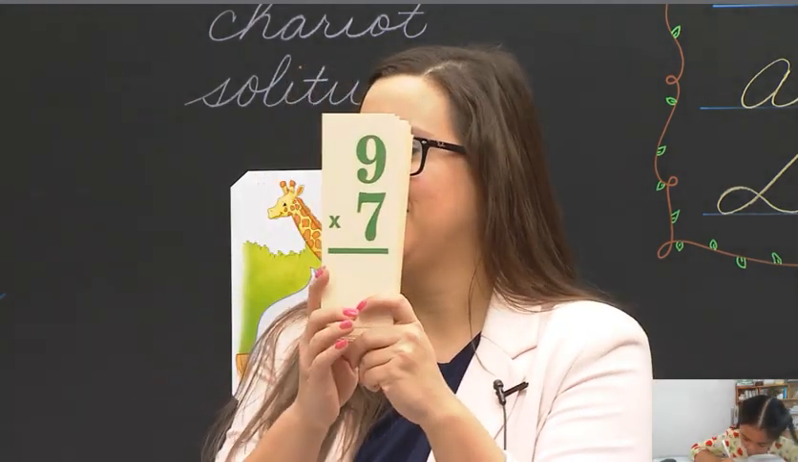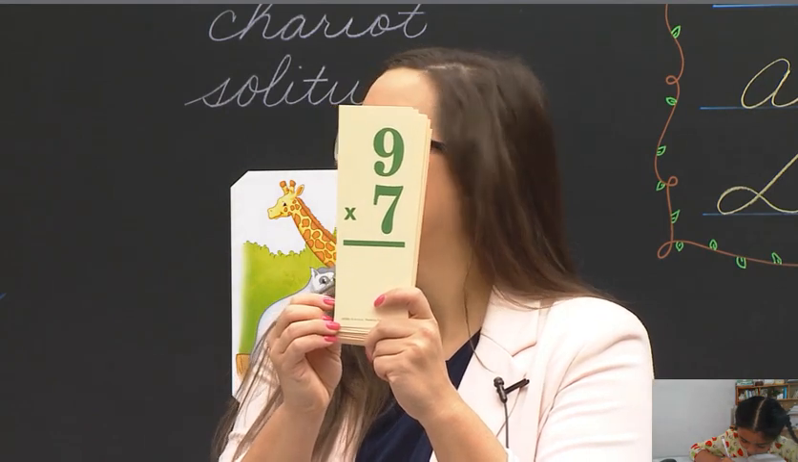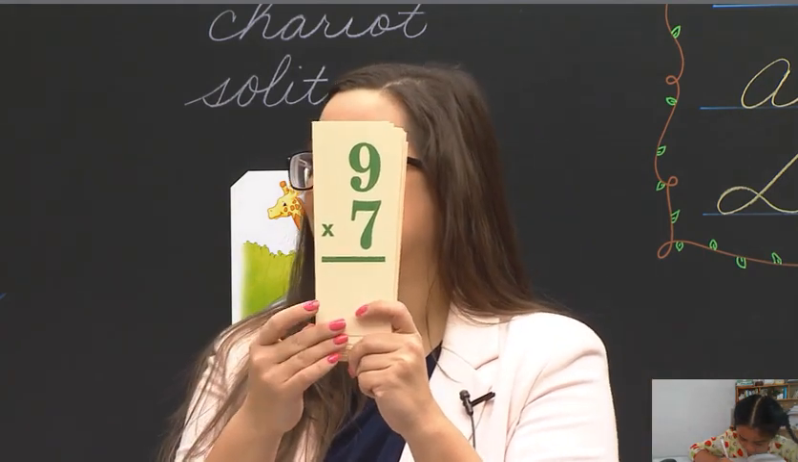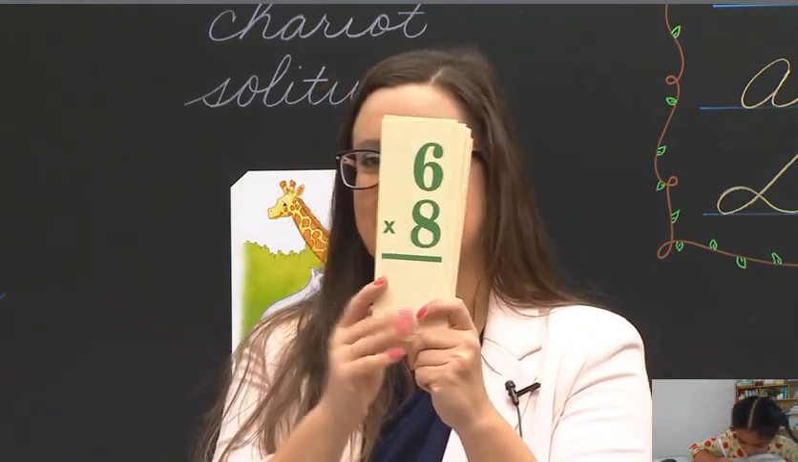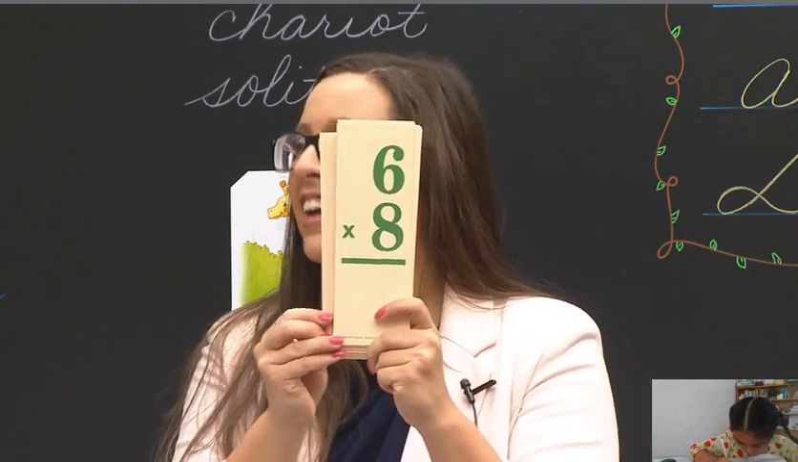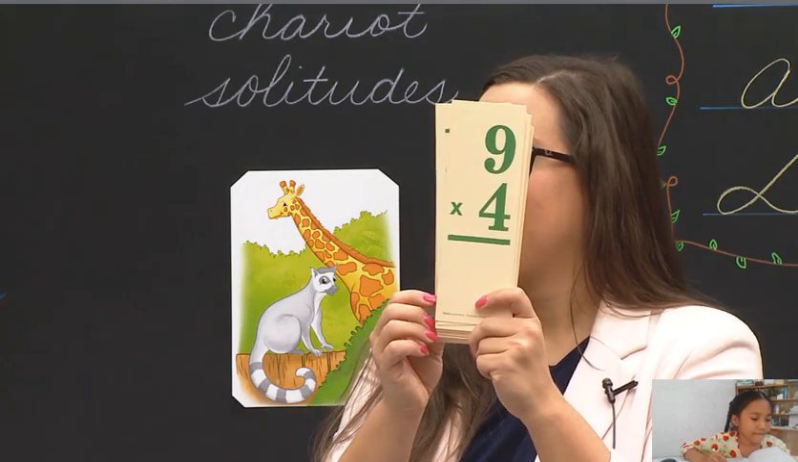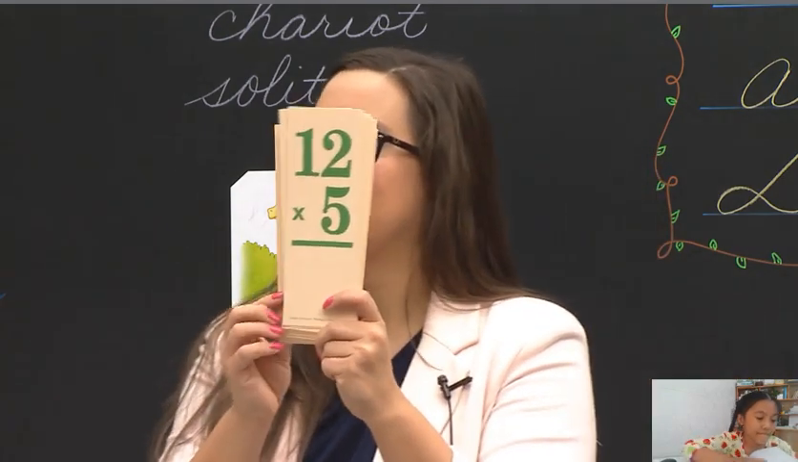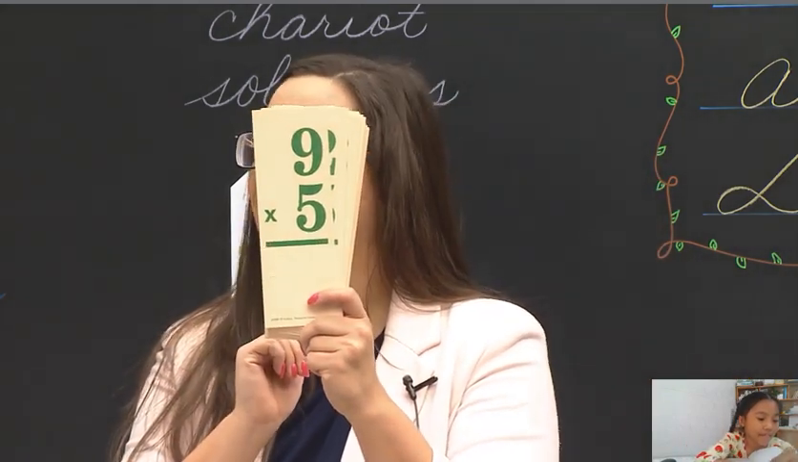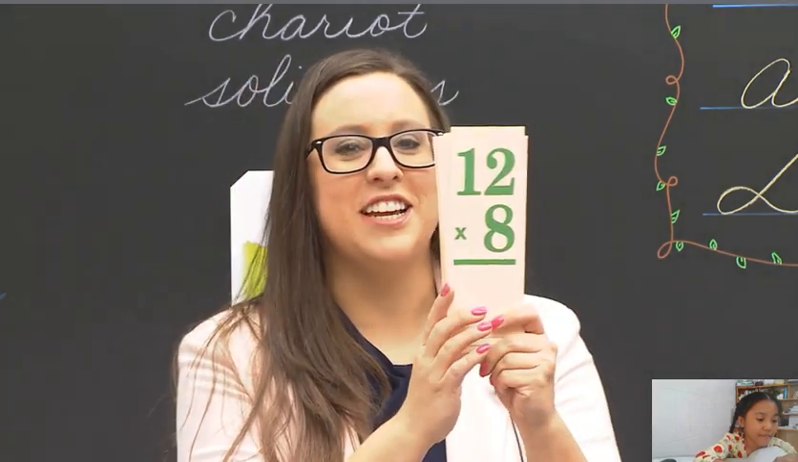Row 1. 72. Think again. 36. 63. 48. 48, good. 36. 60. 45. Good. Row 4, continue.